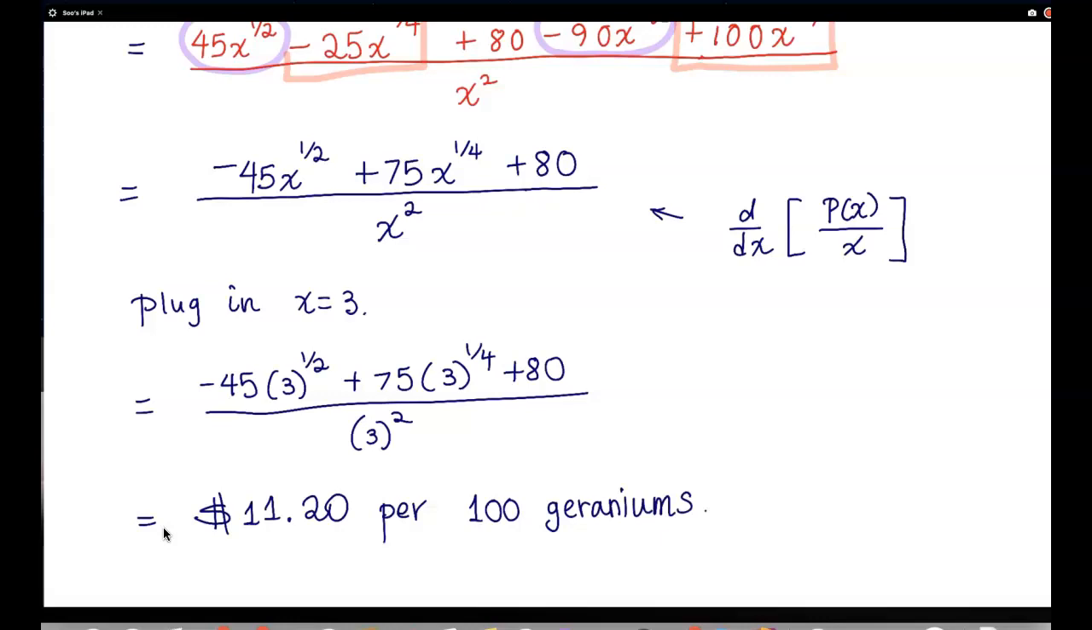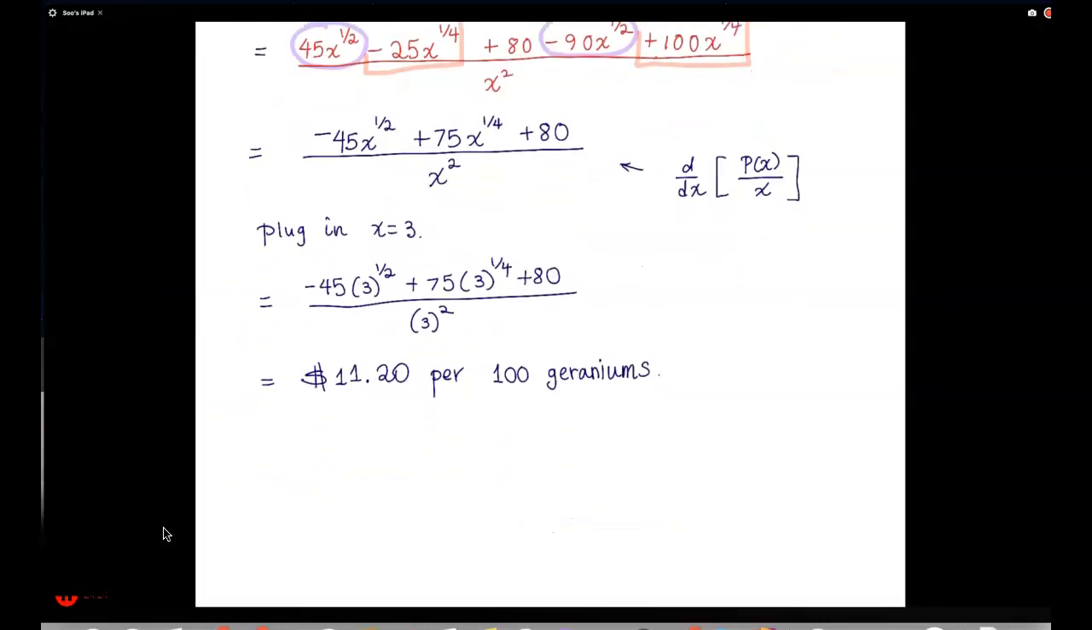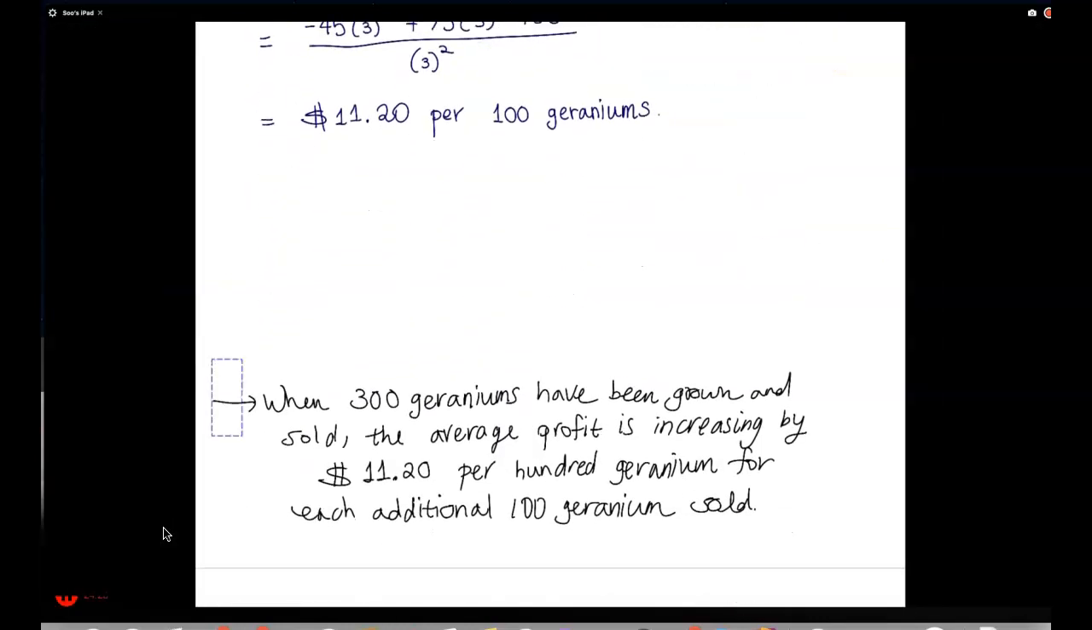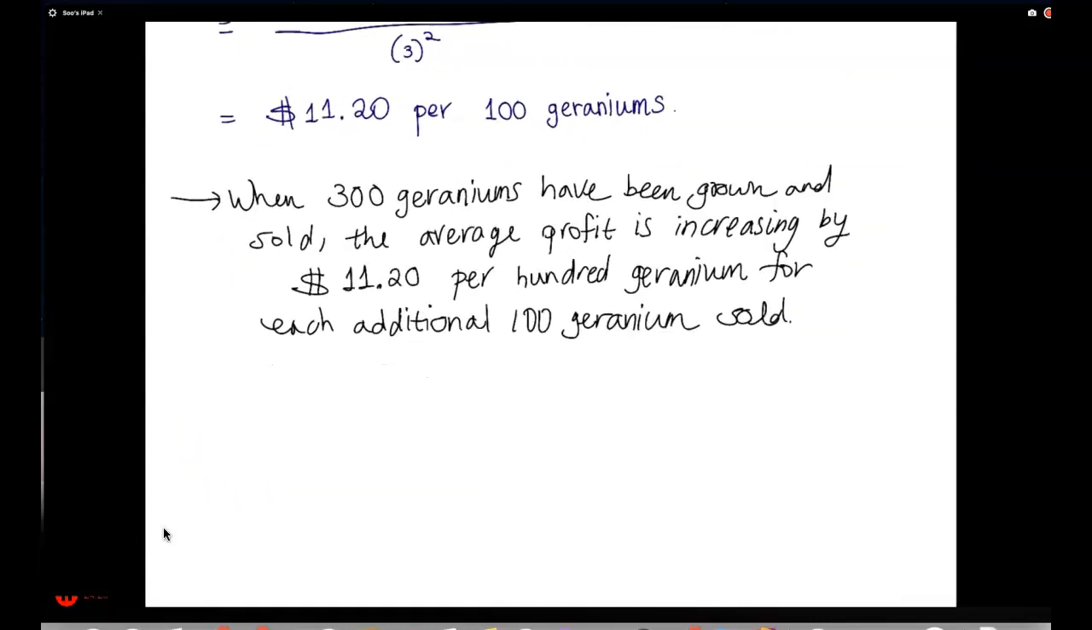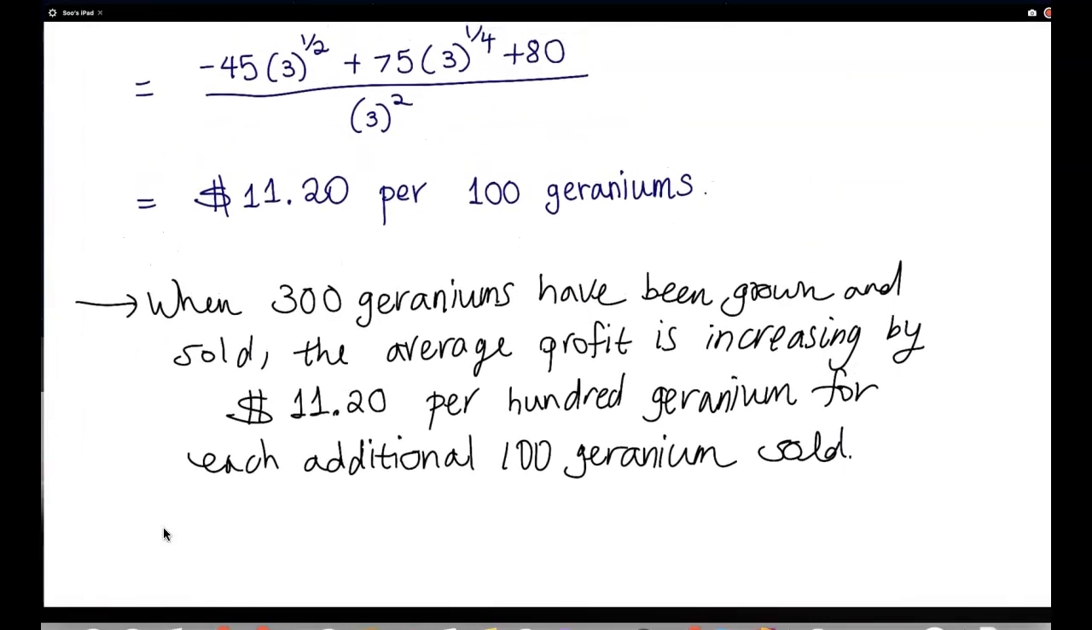It's a positive number. So hopefully this matches what I got 2 days ago when I did this and the recording failed on me. So let me read the interpretation of this, and then we will stop this lesson. When 300 geraniums have been grown and sold, the average profit is increasing. So that is good news for Paul's greenhouse. At least it's increasing. Why? Because it came out to be a positive number. It's increasing by $11.20 per 100 geraniums for each additional 100 geraniums sold.